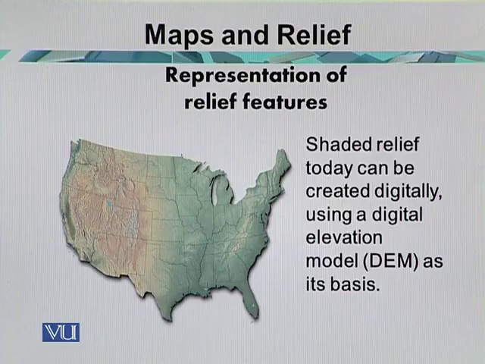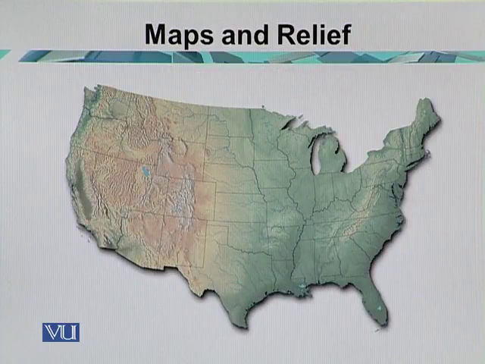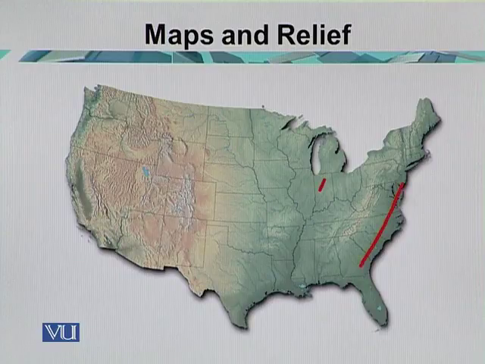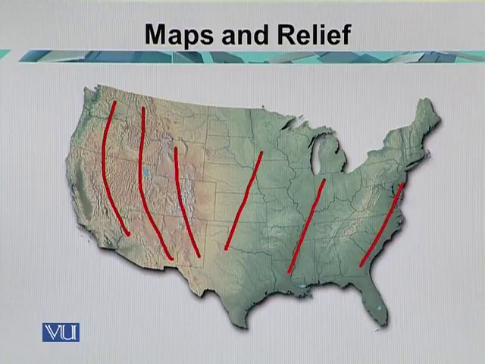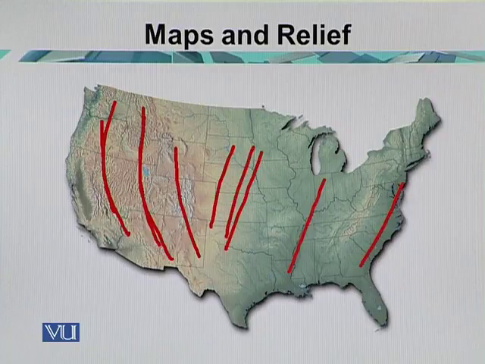Shaded relief can be used digitally today by using a digital elevation model, the DEM, as its basis. It is a map of USA. It gives the true picture of the relief feature of the country. The eastern side and the central part of the USA are the lowland areas of the country. Most of the western side is covered with highlands: the Pacific Highlands, then the Rocky Mountains, then the Great Plains of USA.